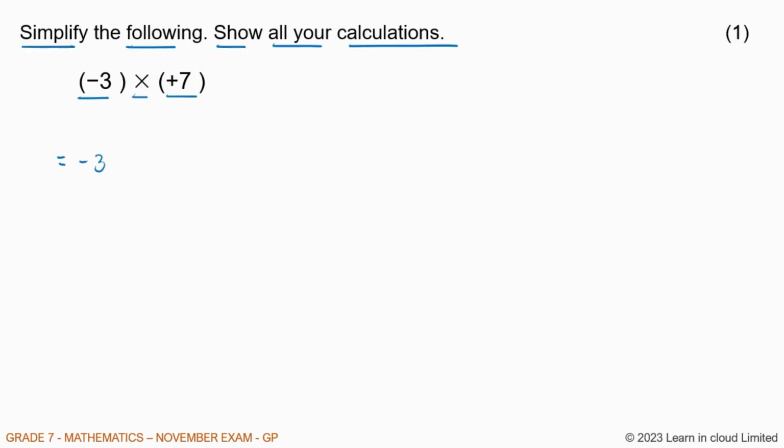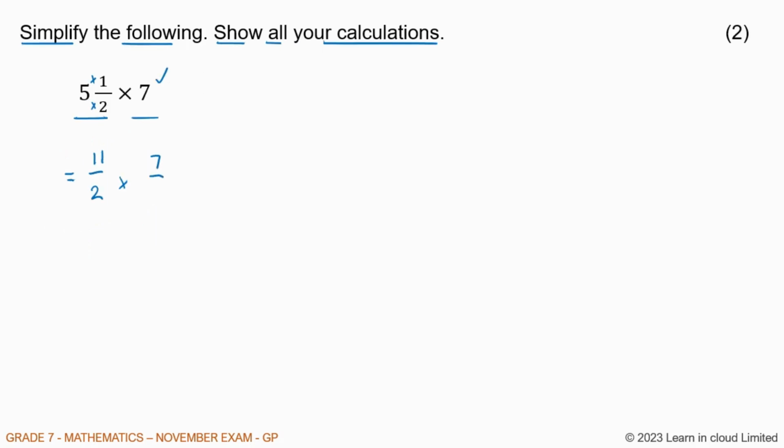We'll have our -3 being multiplied. Since we have a +7, we can remove our positive sign and just have 7. As you can see, we're multiplying a negative by a positive. When we multiply a negative by a positive, our answer will always be negative. And then we can just multiply our values, where we have 3 times 7, which will give us 21. Therefore, our answer would be -21 over 1.